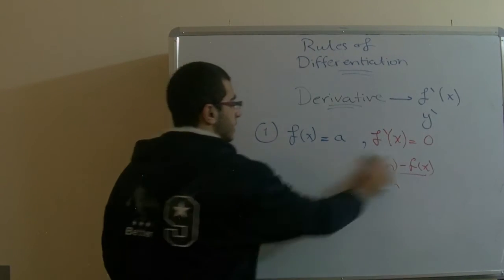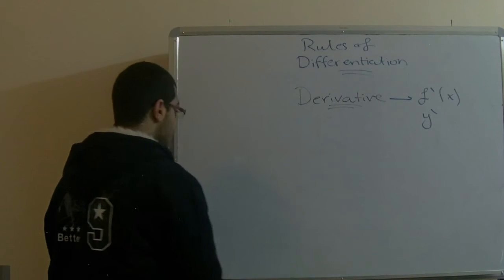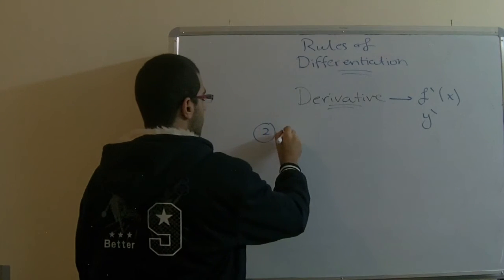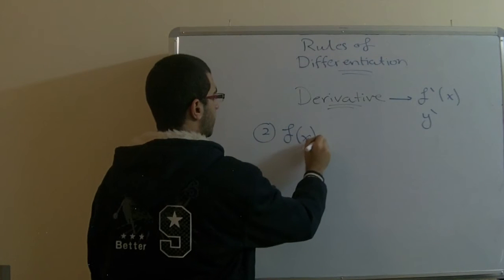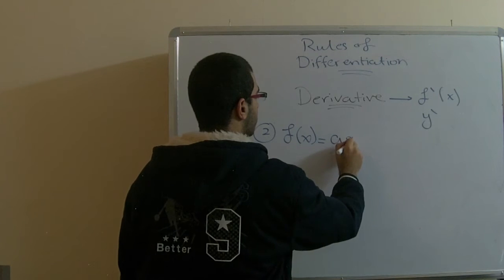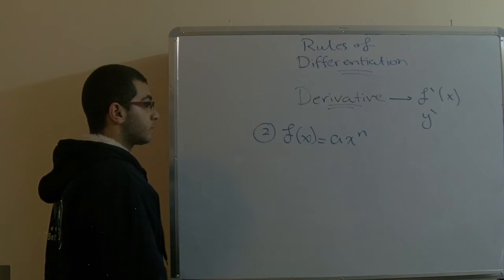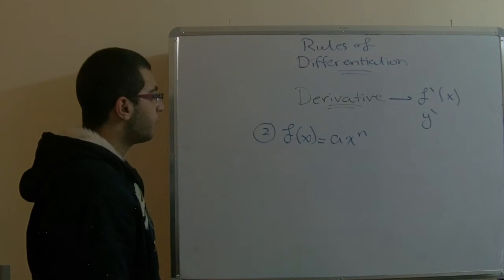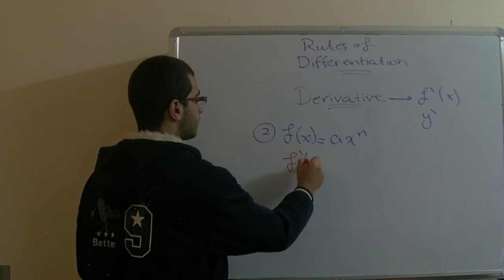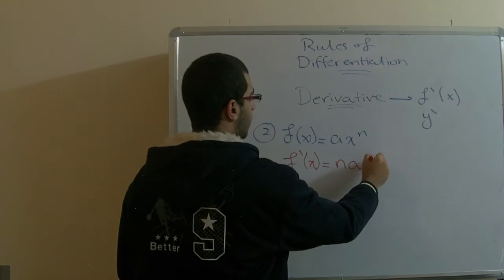The second rule is if we have f(x) equals a x to the power n. So at a x to the power n, the f dash x will equal n a x to the power n minus 1.